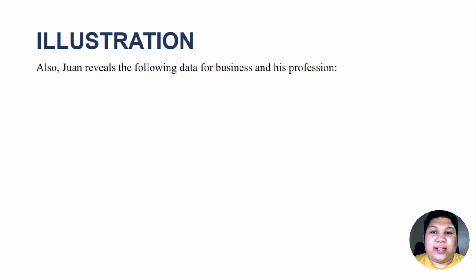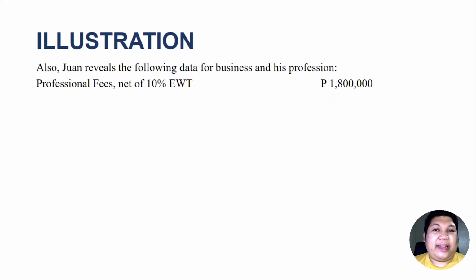Also, Juan reveals the following data for his business in his practice of profession. So we have here professional fees net of 10% expanded withholding tax, and that is 1,800,000. So this 1,800,000 is only 90% of the gross amount because this amount is net of the 10% EWT.